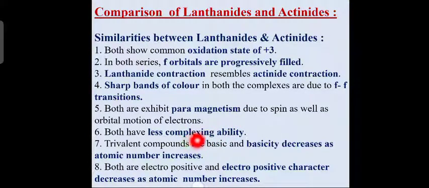Both actinides and lanthanides are electropositive in nature, and electropositive character decreases as atomic number increases. You know that along a period the size goes on decreasing, correct? Therefore, the electropositive character decreases as atomic number increases.